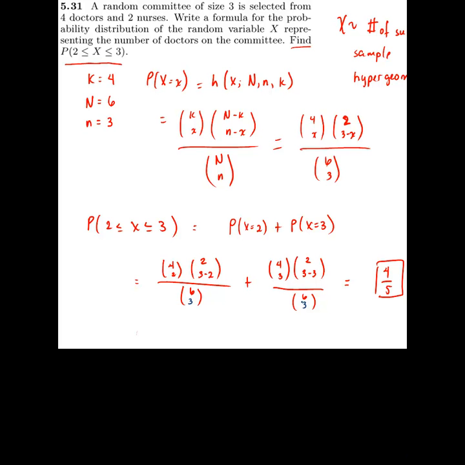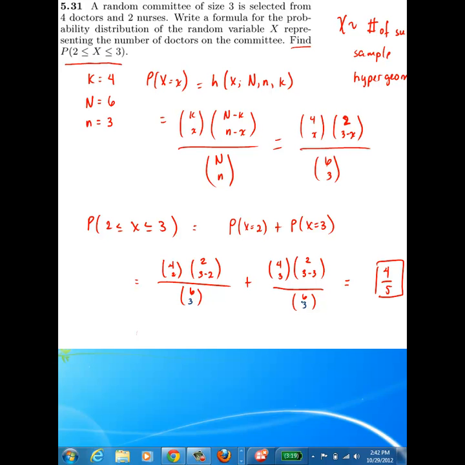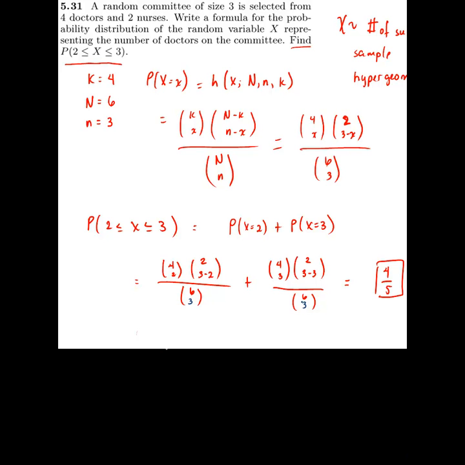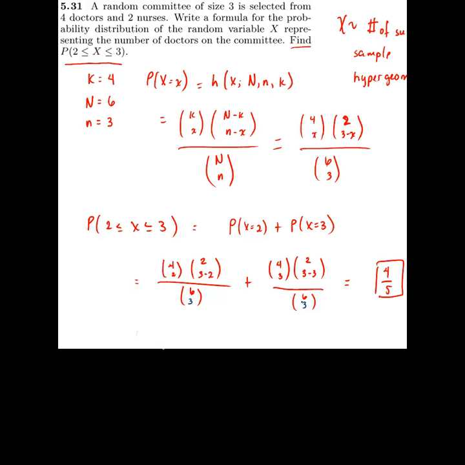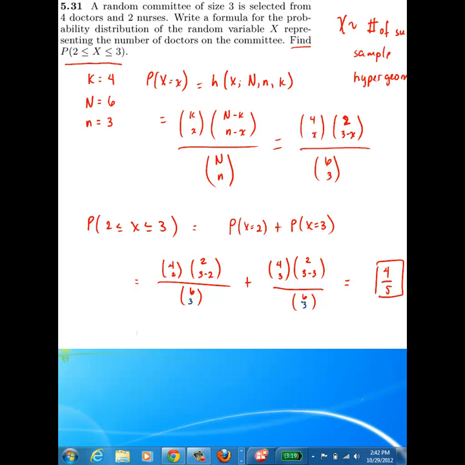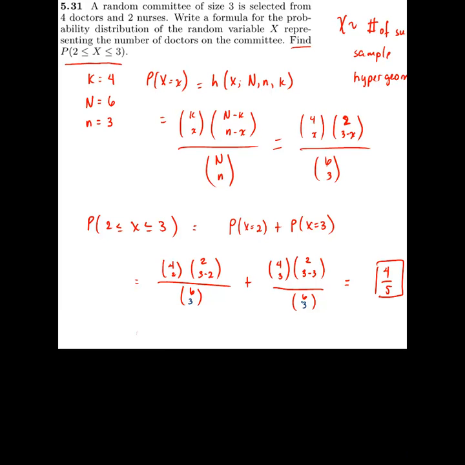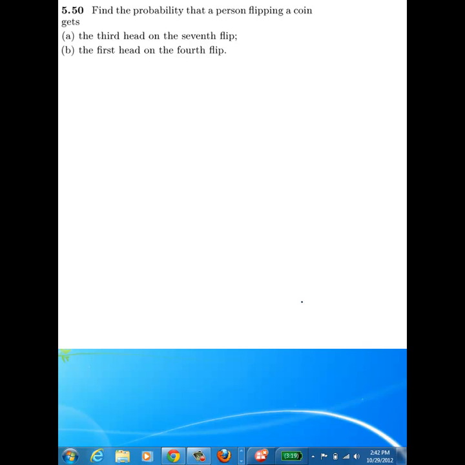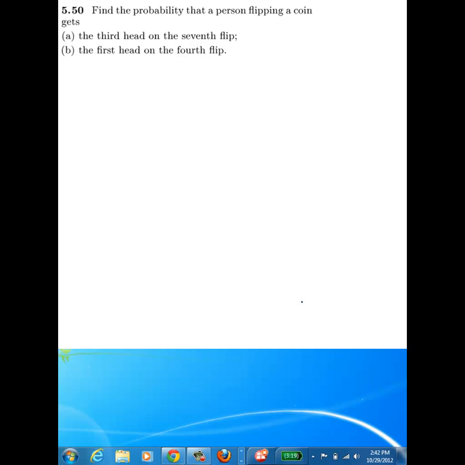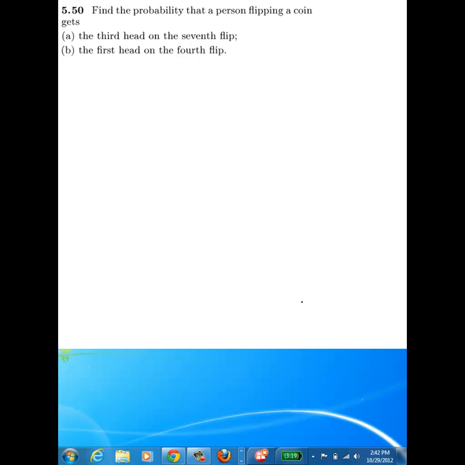Okay. Questions? Okay. Can I move to the next problem? Still on the discrete probability distributions. So the next problem is to find the probability that a person flipping a coin gets the third head on the 7th flip.